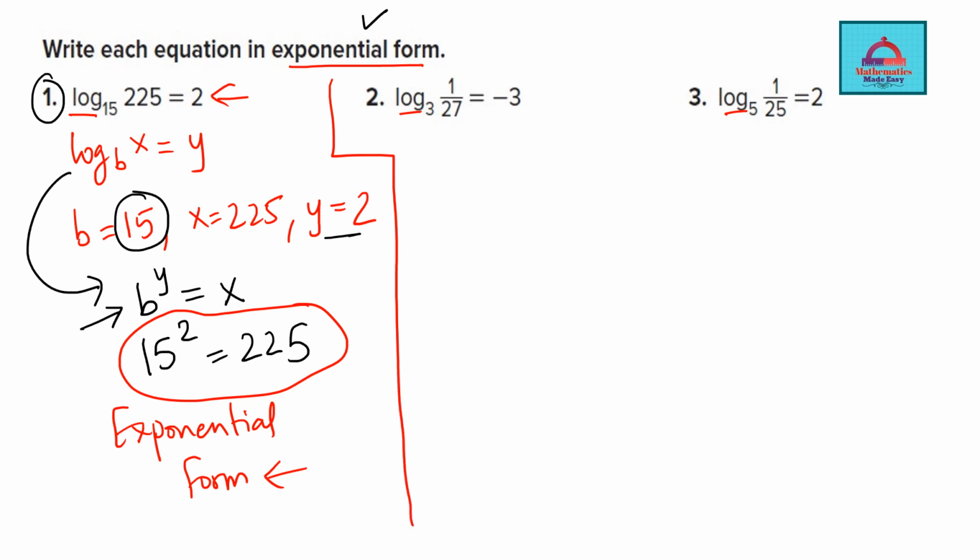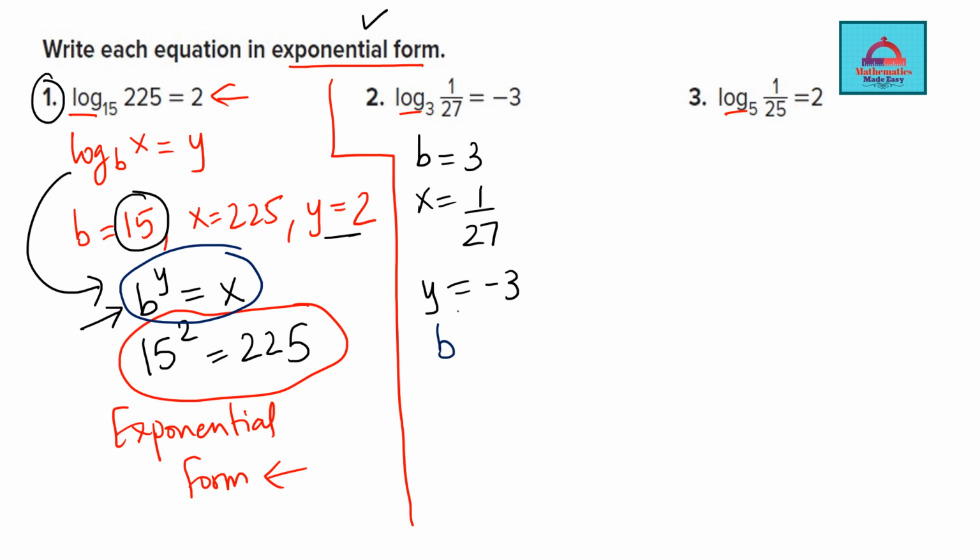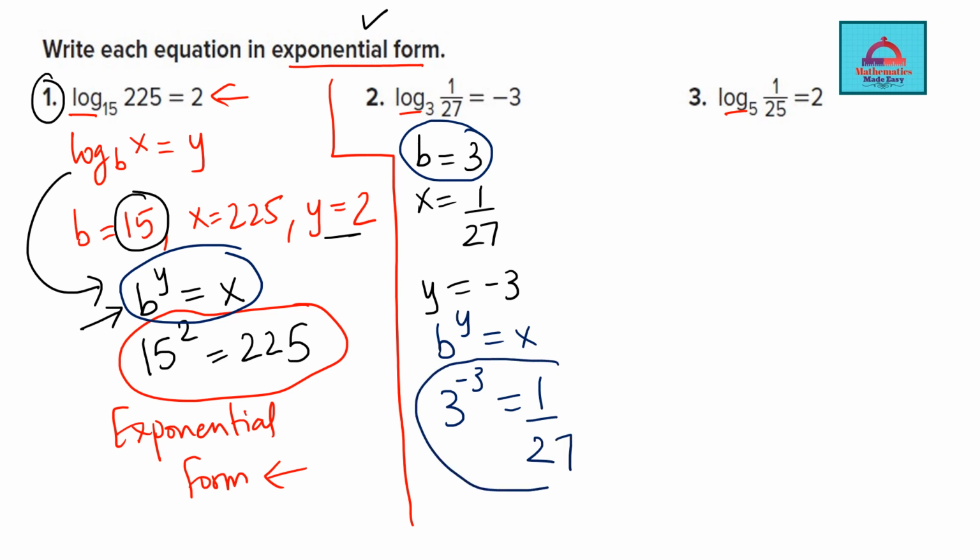So in this question, if you compare, the base is 3. The value of x is 1 over 27 and the value of y is minus 3. So again, I use the same formula. This is the exponential form. We have to convert it to that one. So b to the power y equal to x is your answer. Let's plug in the values. 3 to the power minus 3 and x is 1 by 27. So this is your final answer.